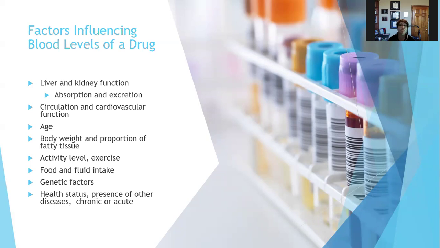Genetic factors. Sometimes when you have an idiosyncratic reaction to a drug, it's just your genetic makeup. That's your reaction to the drug. But other genetic factors can also influence the blood levels of your drug. Your health status and the presence of other chronic or acute diseases can definitely influence the blood levels of the drug and how it is broken down and distributed throughout your body.